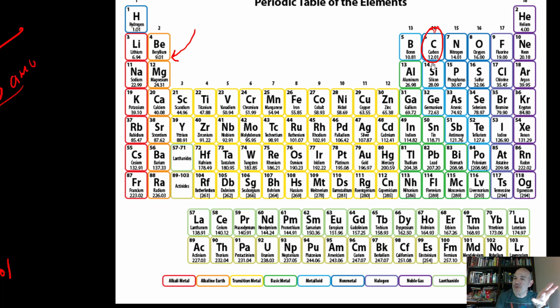If I gave you 6 grams of carbon, I'm just rounding to the nearest atomic mass unit, now you have half a mole. If I gave you 24 grams of carbon, now you have 2 moles. So we can count by mass if we know the molar mass.